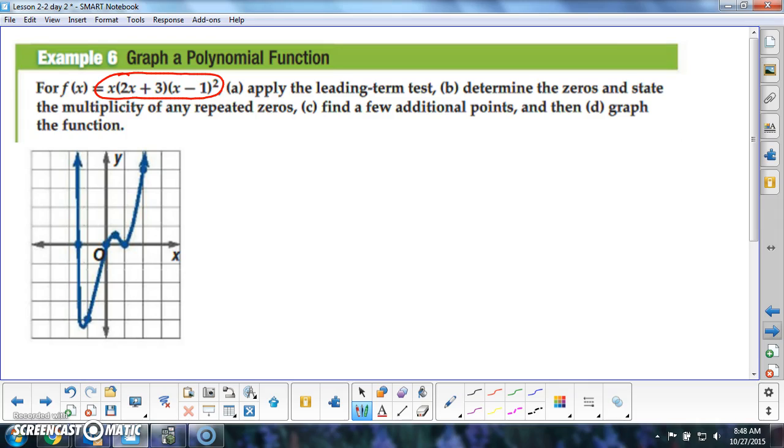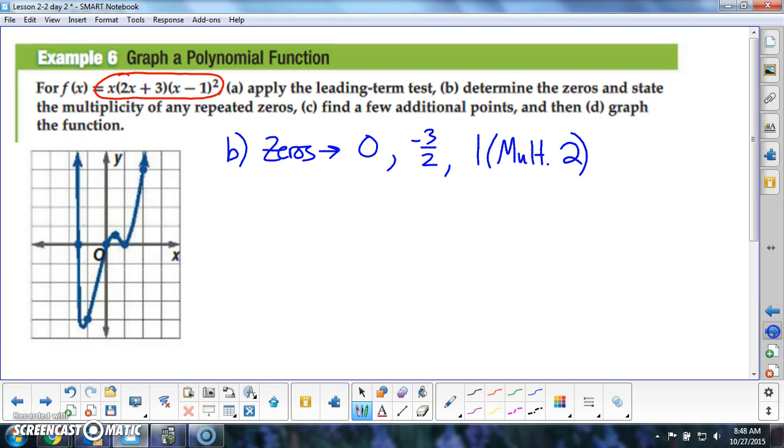Part B, determine the zeros and state the multiplicity of any repeated zeros. So on part B, since it's in a factored form, that makes it easy to find the zeros. We're going to have a 0 at 0 from the x. We're going to have a 0 at negative 3 over 2 from the factor of 2x plus 3. And we're going to have a 0 at 1. And this one has multiplicity 2. It's a repeated 0. And notice on the graph, what happens at x equals 1? It touches the x-axis. It does not cross.